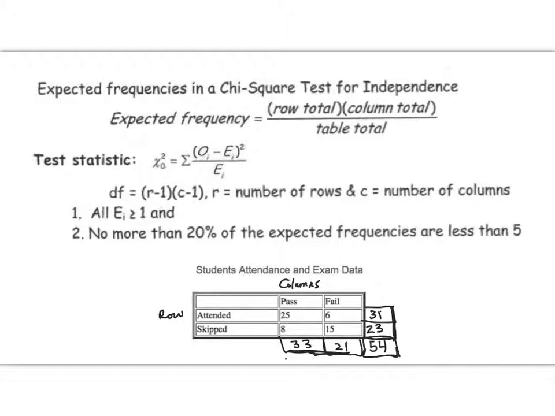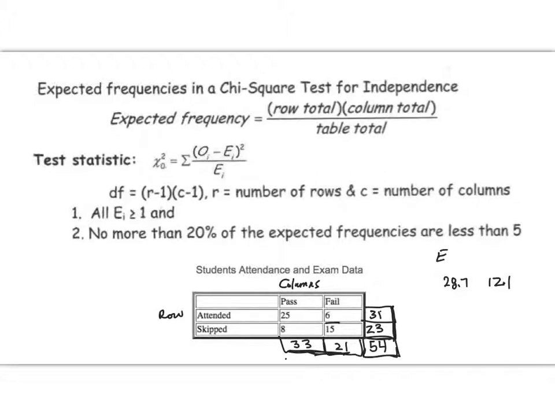If I want to find my expected frequencies, I'm just going to label that X. For attended and passed, I need to multiply 31 times 33 and divide by 54. That gives me 28.7. Now for attended but failed, it's 31 times my column total of 21 divided by 54. That gives me 12.05, or 12.1. We'll round up.